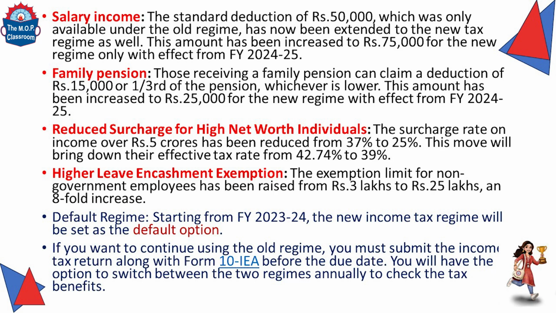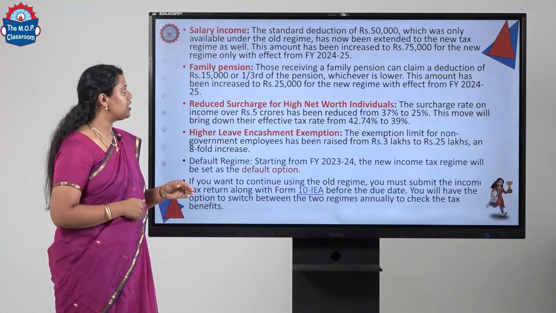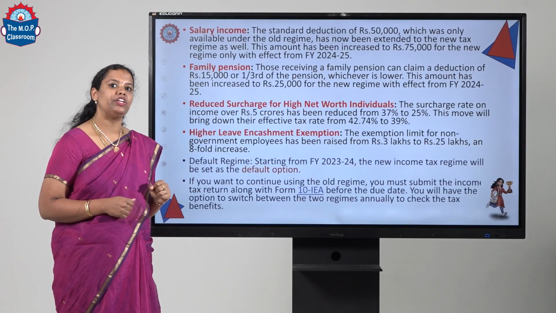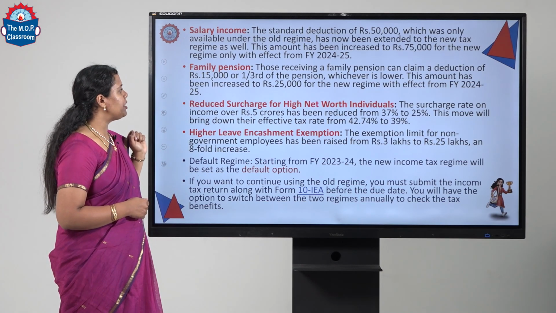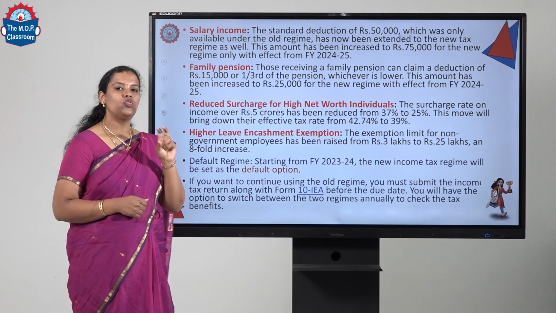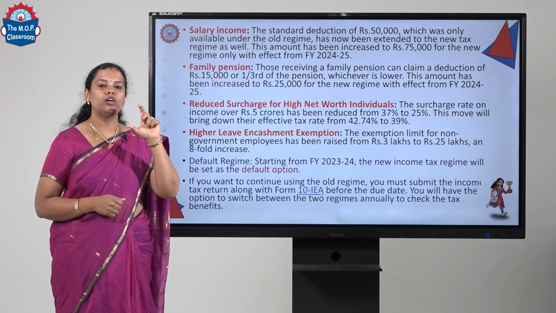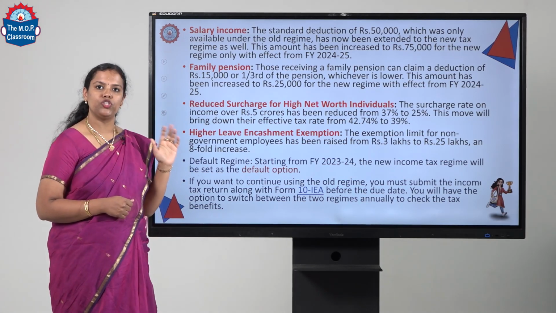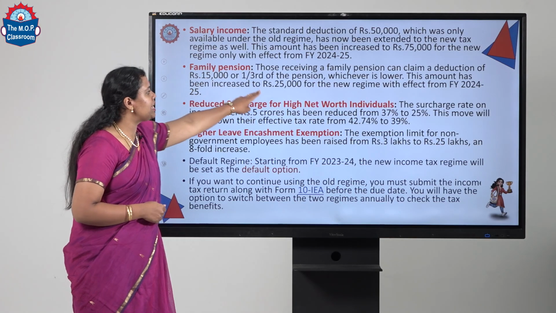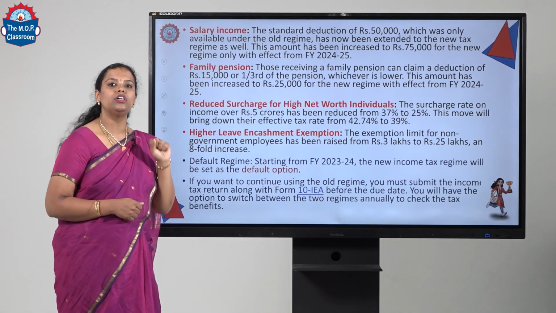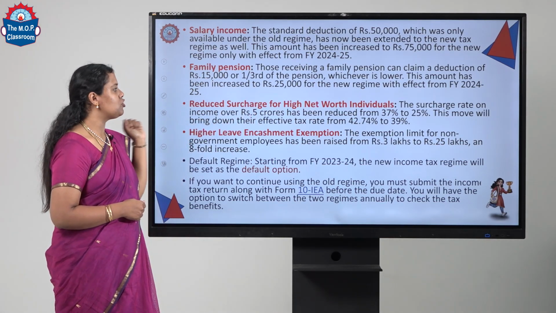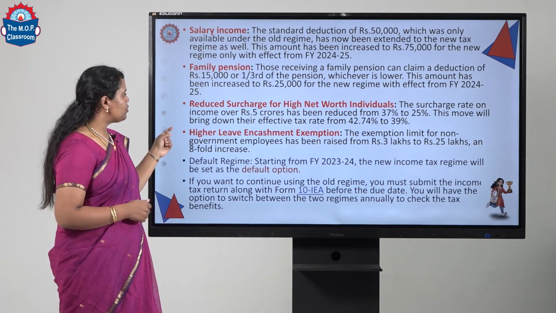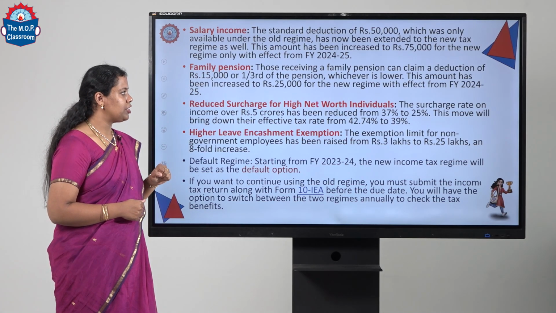The standard deduction has been increased from 50,000 to 75,000 with effect from financial year 2024-25, and then the family pension. We have a rule where for those receiving a family pension, the lower amount of 1/3 of the total pension or 15,000, whichever is less. This particular 15,000 has been increased to 25,000 under the new regime with effect from financial year 2024-25. Next one is the reduced surcharge for high net worth individuals.